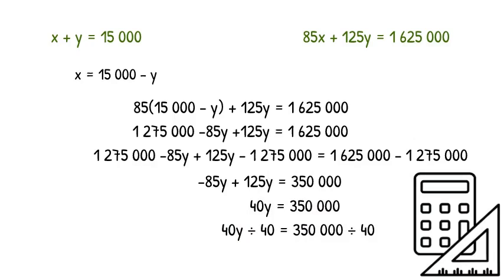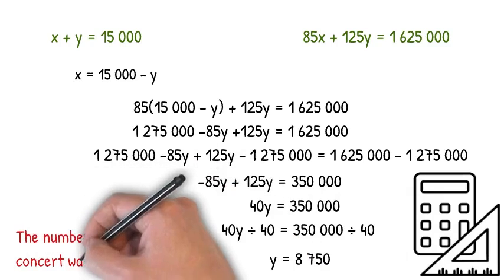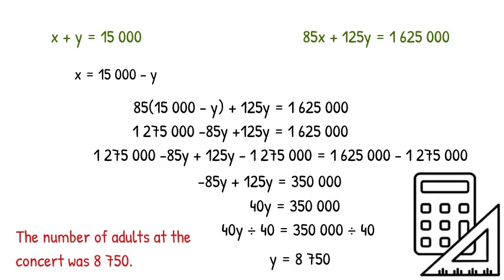$350,000 divided by the $40 price difference gives us 8,750. This means there were 8,750 adults in attendance who each paid $125 per ticket.